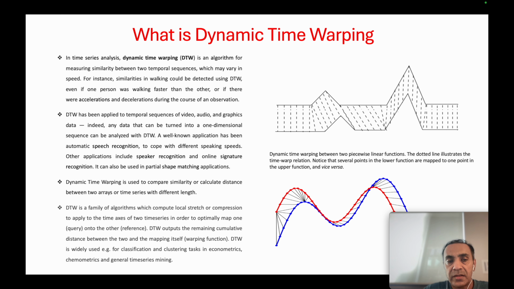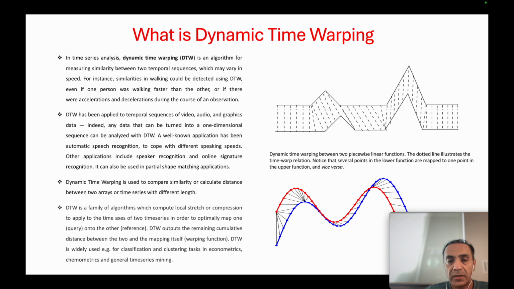Dynamic time warping is a family of algorithms which compute local stretch or compression to apply to the time axis of two time series in order to optimally map one query onto the other reference. Dynamic time warping outputs the remaining cumulative distance between the two sequences that we are comparing, and also the mapping itself, using the warping function that it calculates between the two sequences that we are comparing.